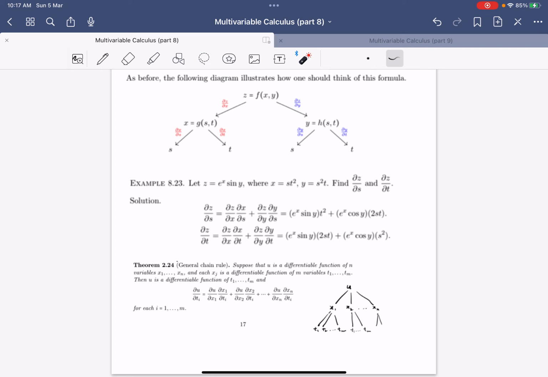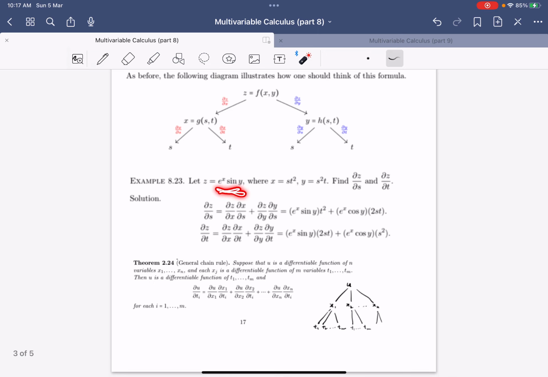And with that, we'll take a look at some examples to reinforce our understanding. So we have z equals e to the power x times sine y, and x and y are the following in terms of s and t. When we want to find partial s only, we just need to take all the s components, and when we want to find partial t, we take all the t components. You can work it out yourself and see that this is the following solution.